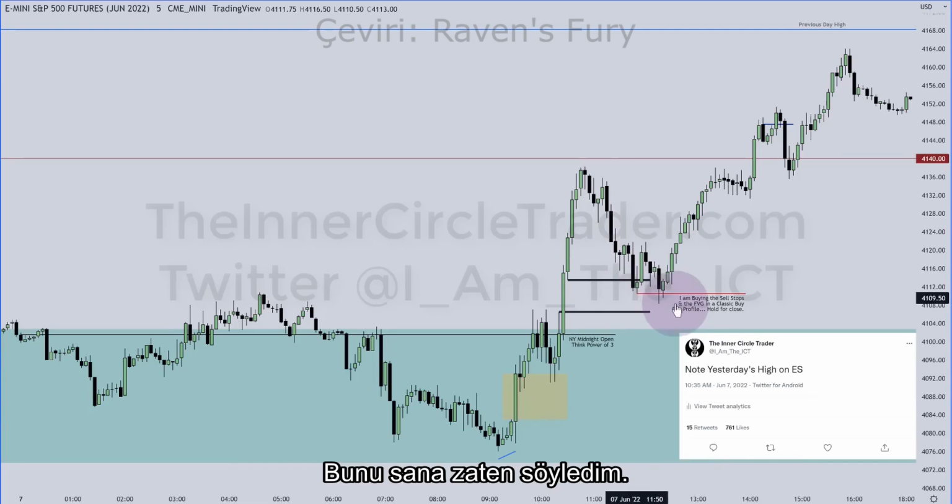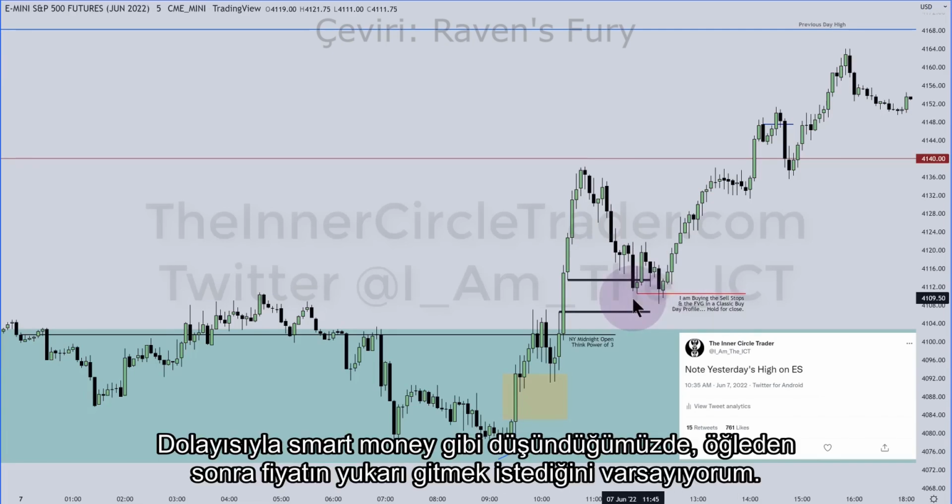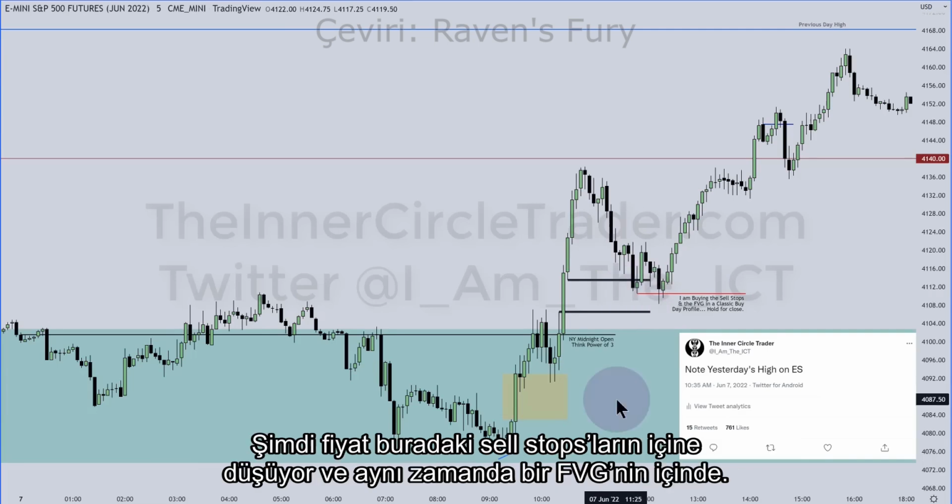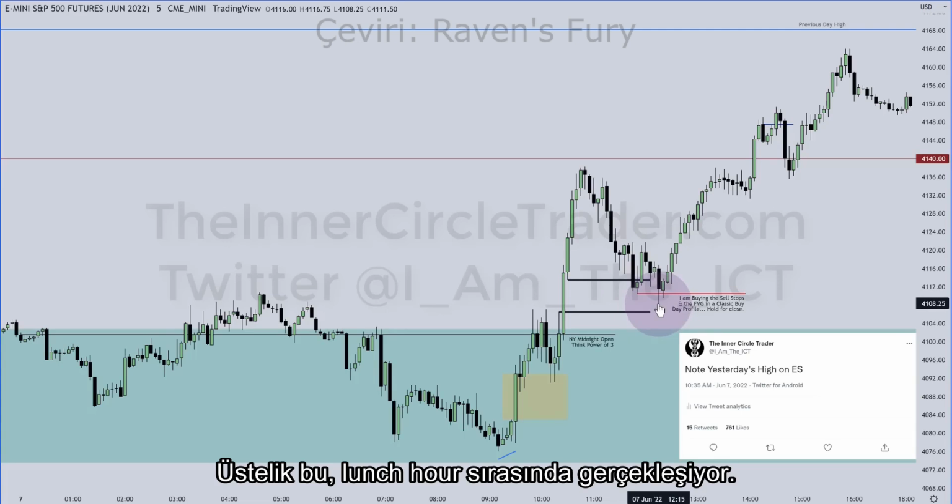What's below that short-term low? I have already told you here. Sell stops. So I'm thinking like smart money, this is going to go higher in the afternoon. Now, the market drops down into the sell stops here, and it's inside that fair value gap. And it's happening in the lunch hour.